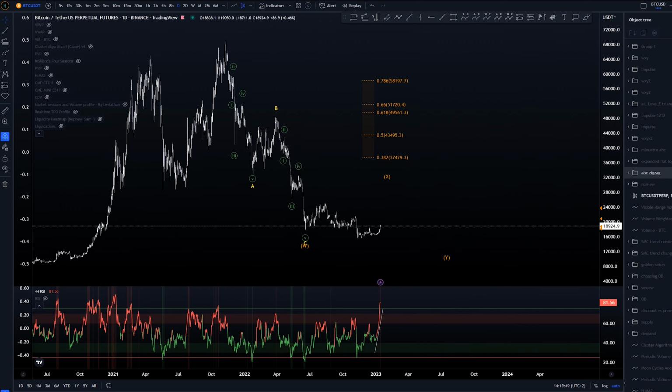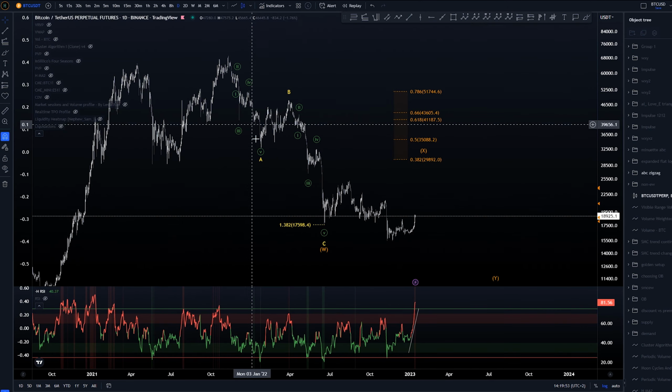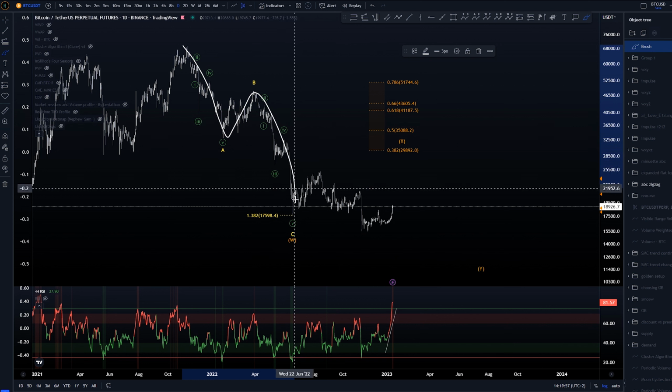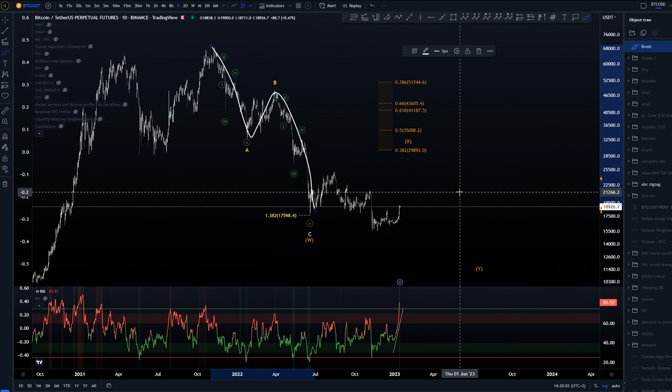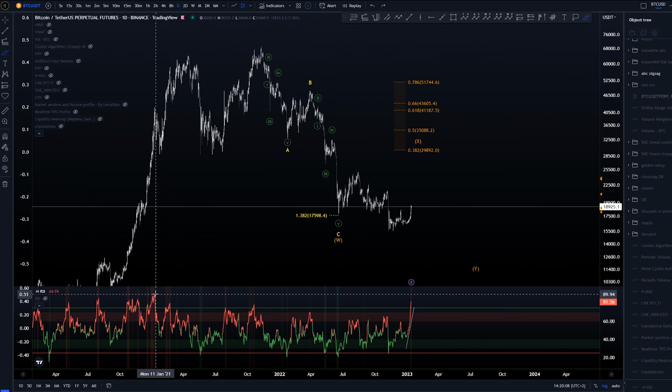Let's go through the counts that we actually had. Let's go to logarithmic scale just to see the structure better here. So one of the counts was that we had this as an ABC. This is still possible, completely possible. The downtrend overall, I think we are still having the highest highs on RSI here. So I don't think that we have burst through these again.